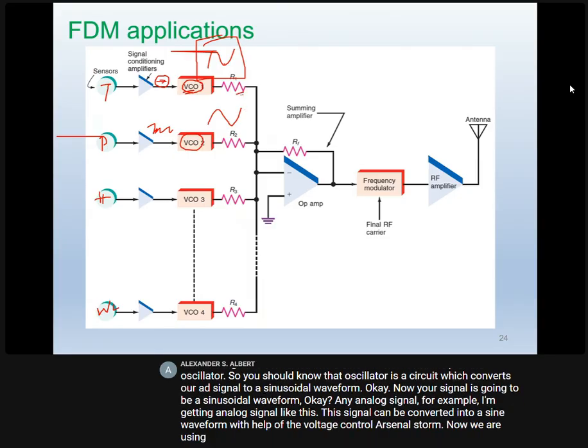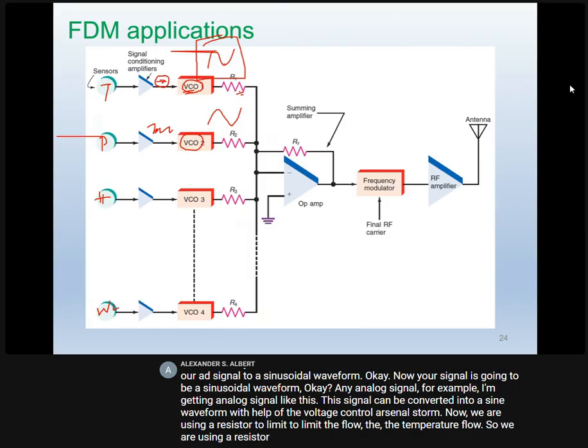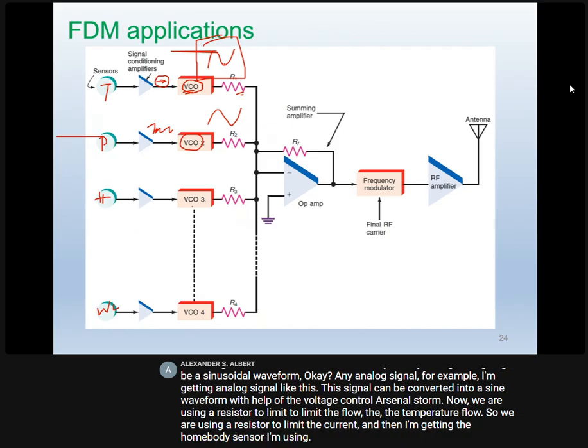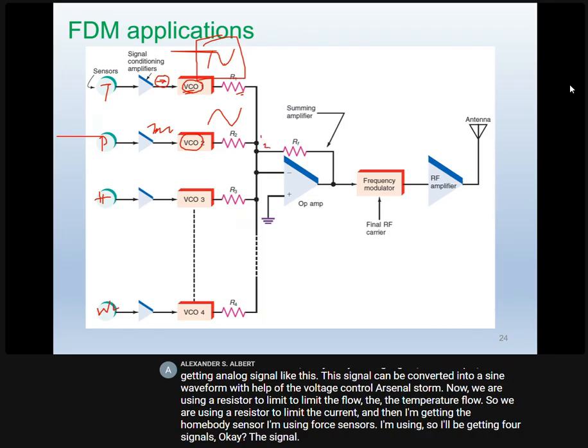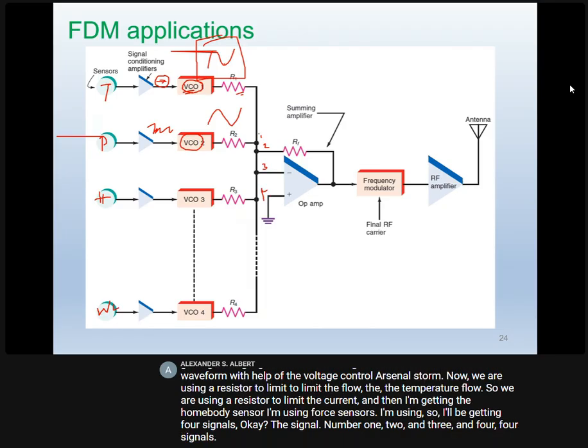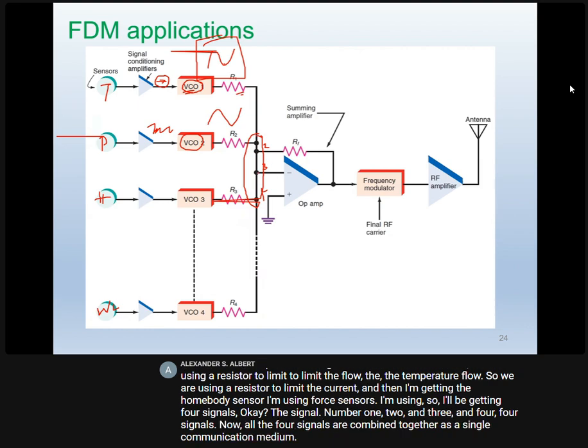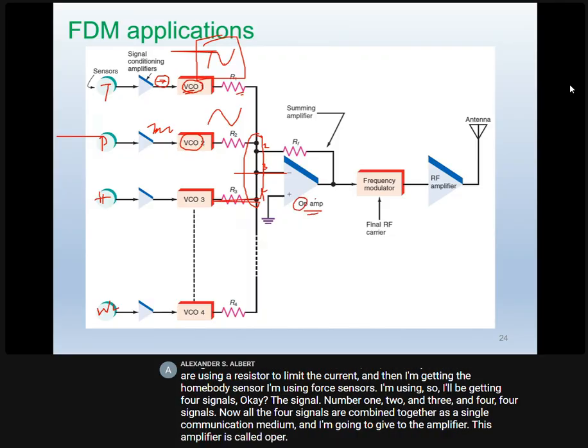Now we are using a resistor to limit the current. How many sensors am I using? Four sensors, so I'll be getting four signals: signal number one, two, three, and four. Now all four signals are combined together as a single communication medium, and I'm going to give them to the amplifier. This amplifier is called an operational amplifier.